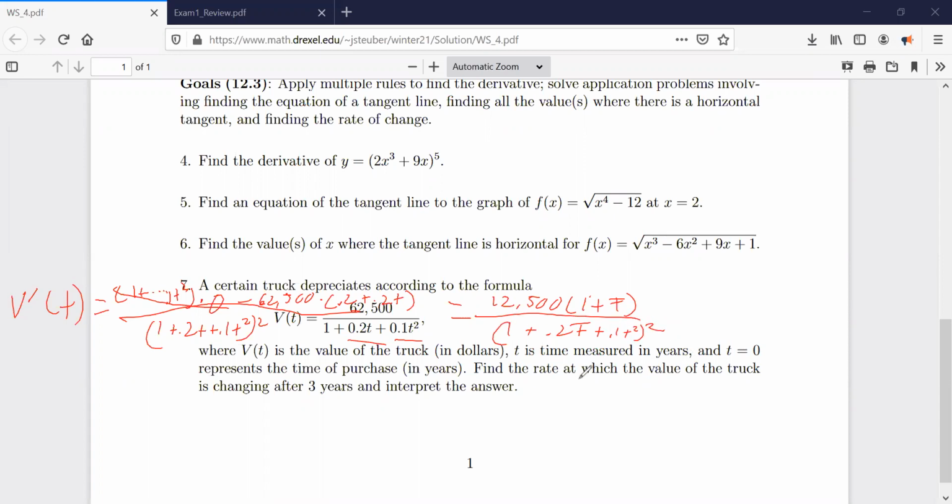And then I just plug in 3 into this value, and I should get, oh, there should be a negative here, and I should get negative 8,000 when I do that. So I would just suggest you plug it into your calculator, and you should see that's what comes out. And that basically means that the value of your truck after 3 years is depreciating at a rate of $8,000 per year. So that's dollars per year. Does that make sense to people?